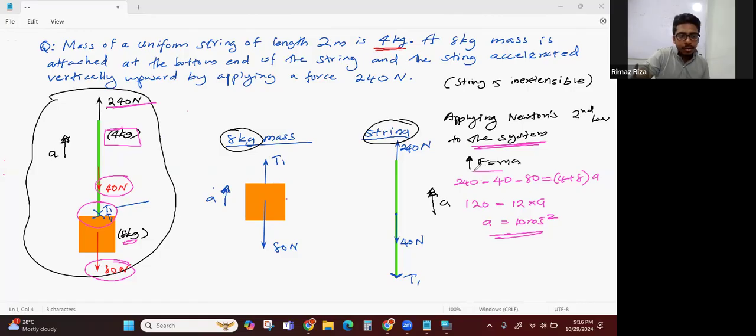Here I'm applying Newton's second law, F equals ma, vertically upward. I'm considering the positive direction as vertically upward. In the upward direction only the 240 Newton is there, but the weights act downward, so they are minus. Then we can find the net force: 240 minus 40 minus 80 is 120. So 120 equals 12 times a, therefore a equals 120 divided by 12, which is 10 meter per second squared.